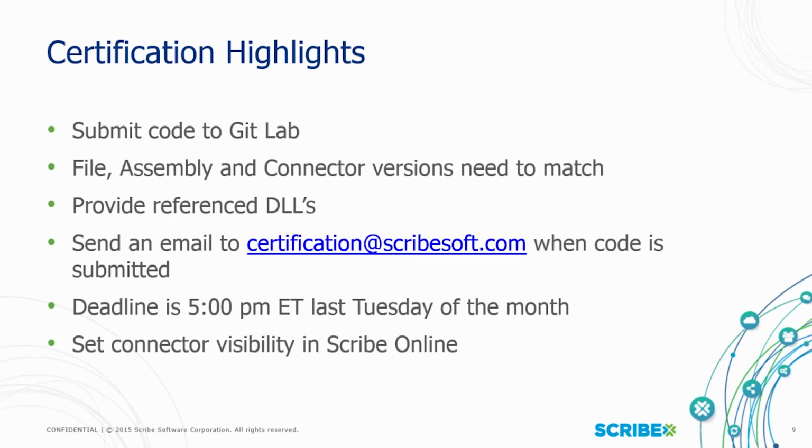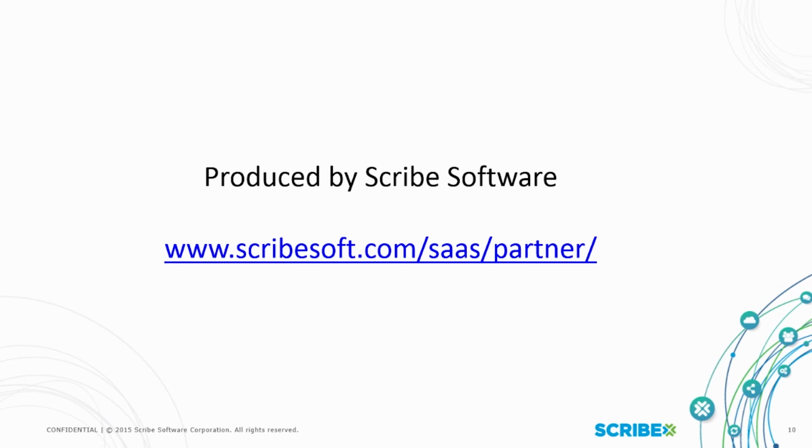That's right. So this is the one-page takeaway for you. The certification highlights are to submit your code to GitLab. You want to make sure that your file, assembly, and connector versions all match, and you need to provide the reference DLLs. You also need to send us an email when the code's been submitted, and be mindful of the deadline, the last Tuesday of the month. And then once the connector is deployed, you just have to make a decision about whether or not you want it to be visible in the marketplace. Exactly.